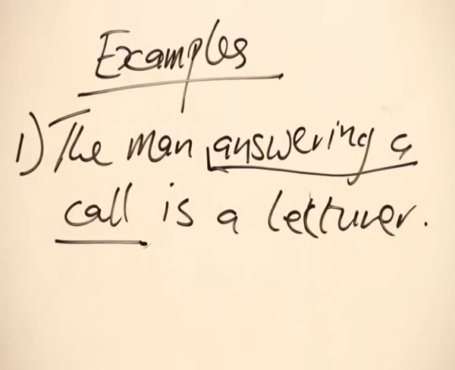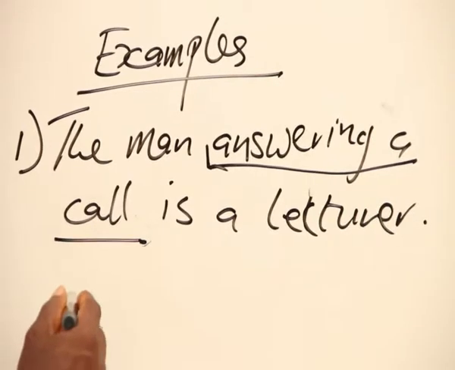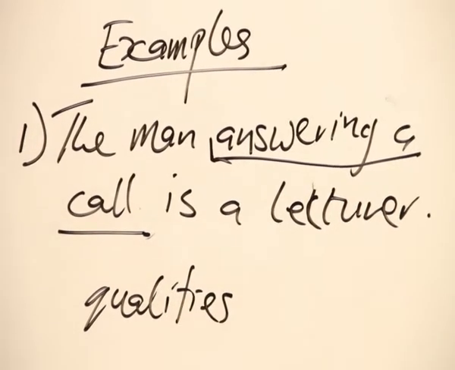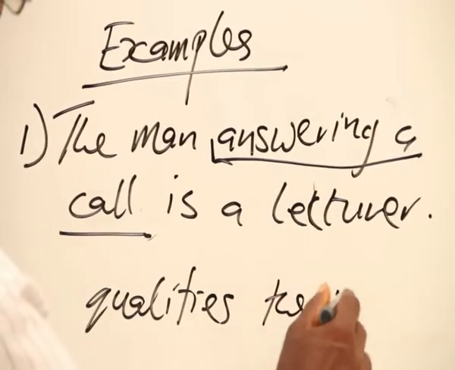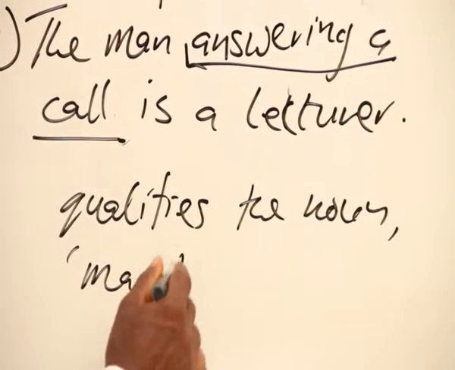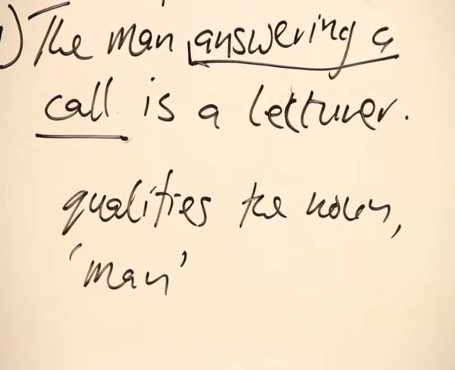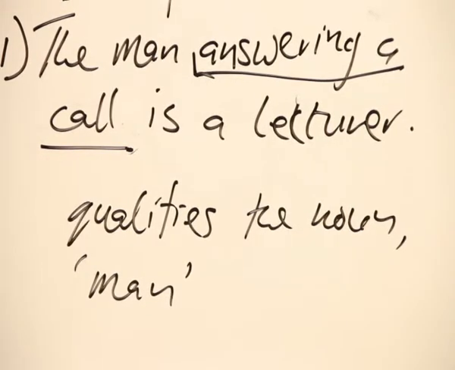Now, what is the function? The ing participial phrase actually qualifies or describes the noun man. So the grammatical name is participial phrase. Function, it qualifies the noun man. It's as simple as that.